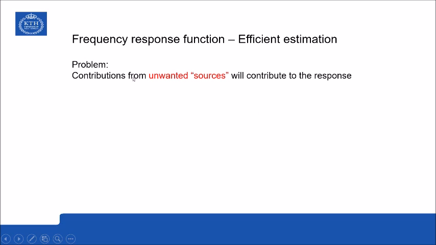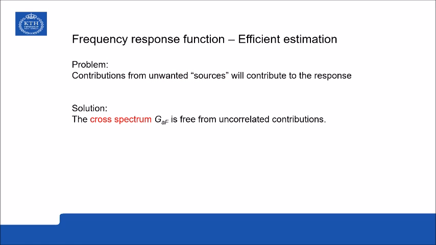So, another problem is that we have contributions from unwanted sources that contribute to the response. So how do we estimate the frequency response function in order to avoid this contribution?